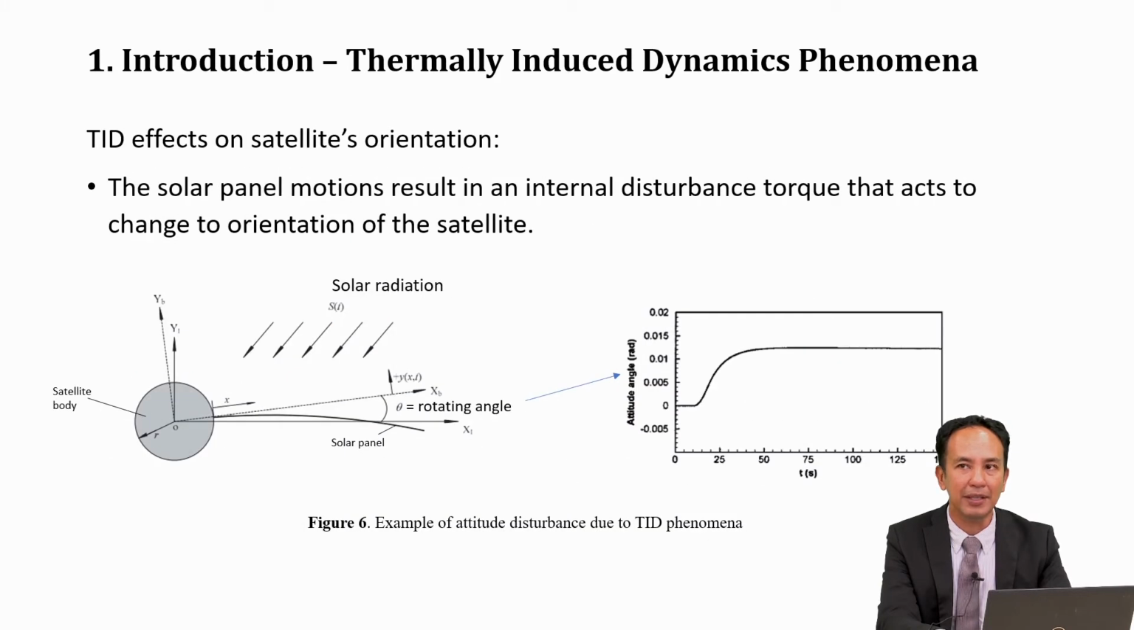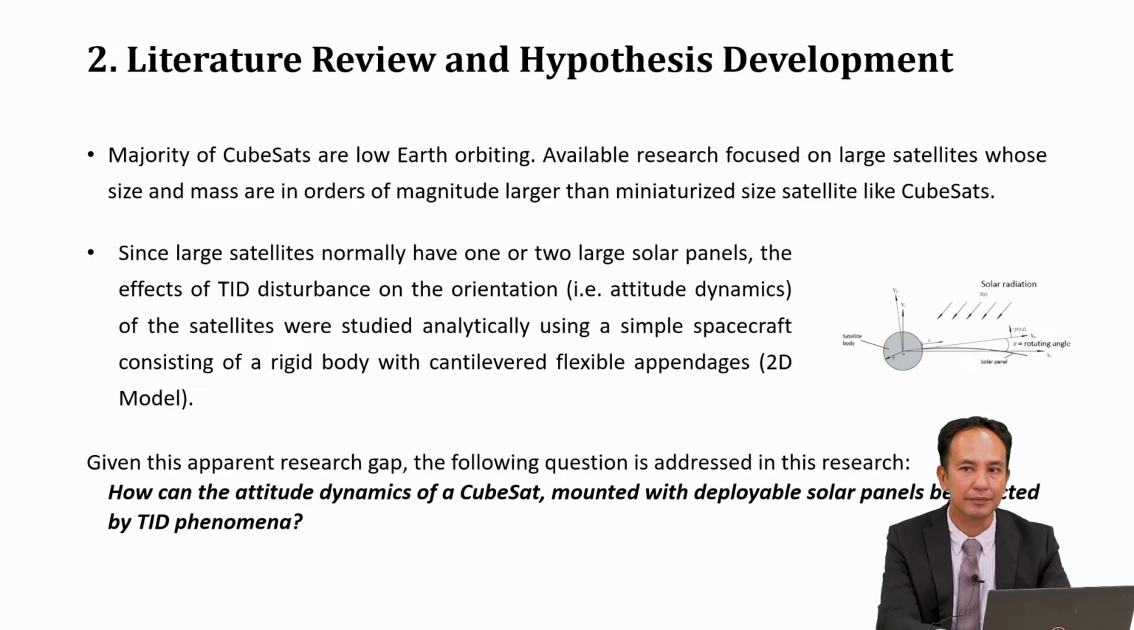The TID phenomenon on the solar panel has been known to affect the orientation of LEO satellites during eclipse transition. As shown in this figure, the sudden thermal loading from solar radiation can force the solar panel to move downward from its original position, resulting in orientation of the satellite body in the opposite direction due to inertia effect. The majority of CubeSats are low Earth orbiting.